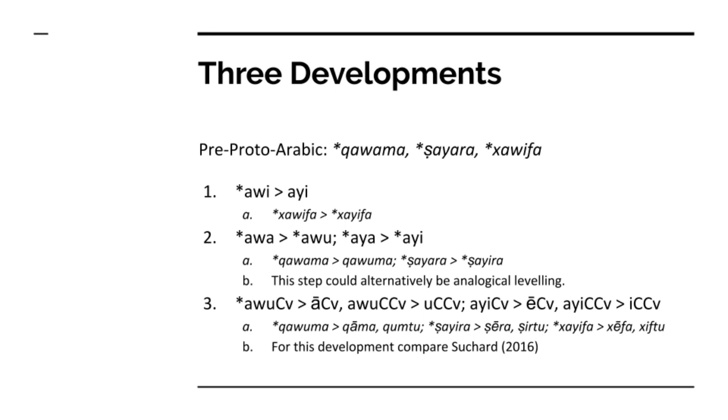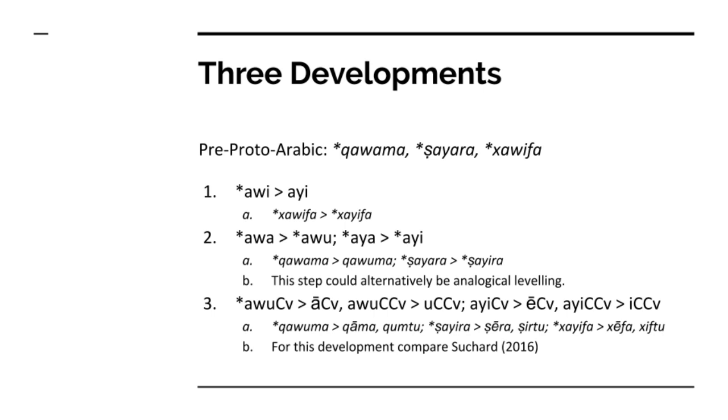Subsequently, the old awa and aya triphthongs, so the triphthongs that we would expect, simply shift to awu and ayi respectively. So we get qawama becoming qawuma and sayara becomes sayira. This step could alternatively be explained through analogical leveling. I think I like a sound law better in this case, but take your pick.